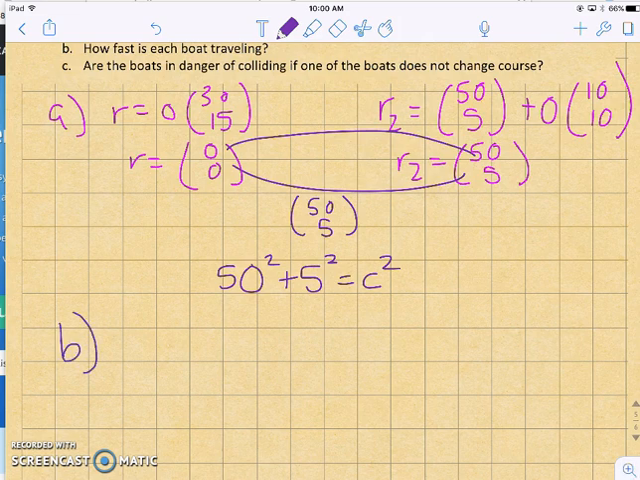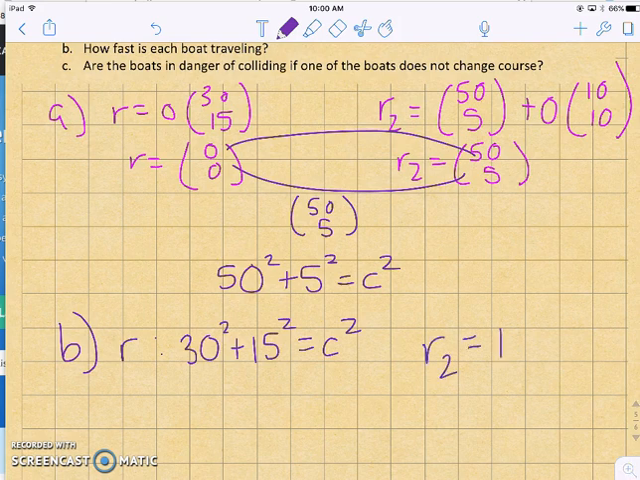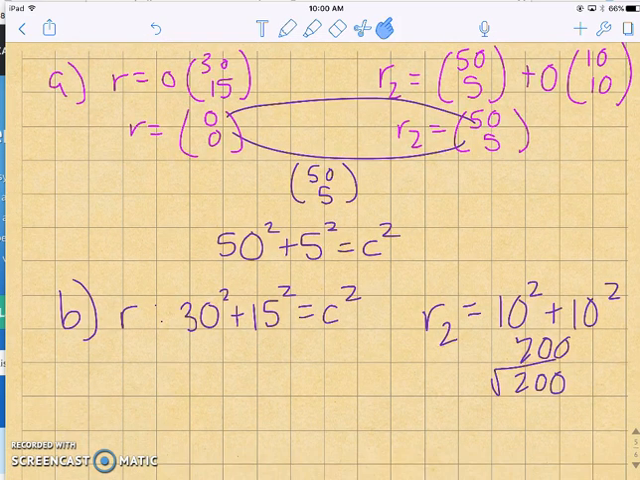So how fast? Speed is the magnitude of our velocity vector. So that first boat equals c squared and square rooted. And the second boat, 10 squared plus 10 squared, well, that's 200. So the boats are in danger of colliding.